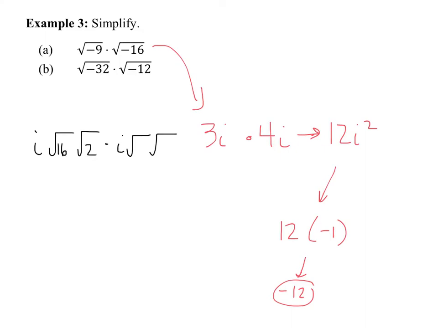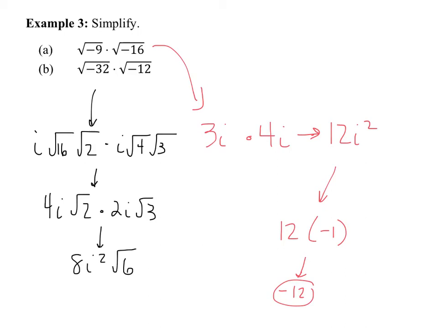And the next one? 12? 4 and 3. No, you had it. Because remember, you want a perfect square. 6 is not a perfect square there. So we've got 4i root 2 times 2i root 3. What should I do next? Multiply. Okay, giving me 8i squared root 6. So negative 8 root 6.